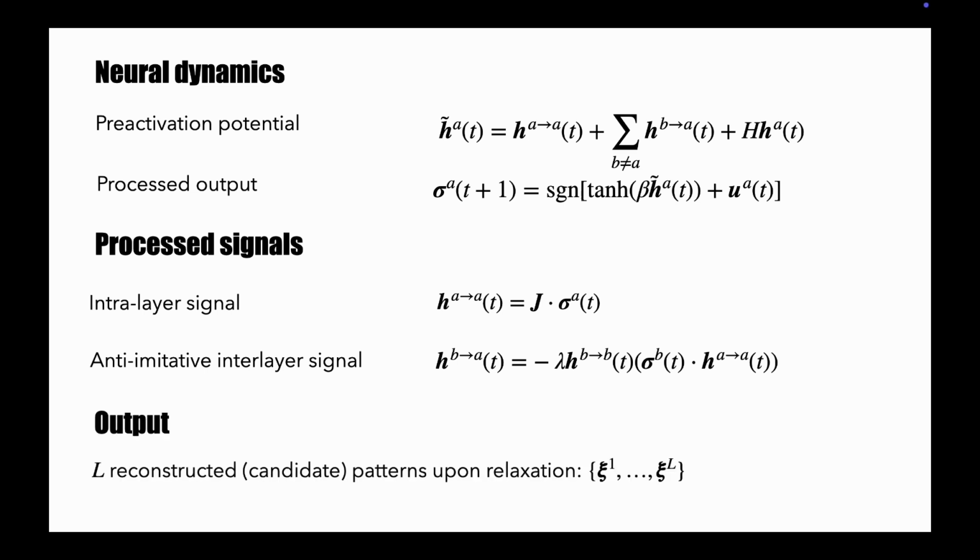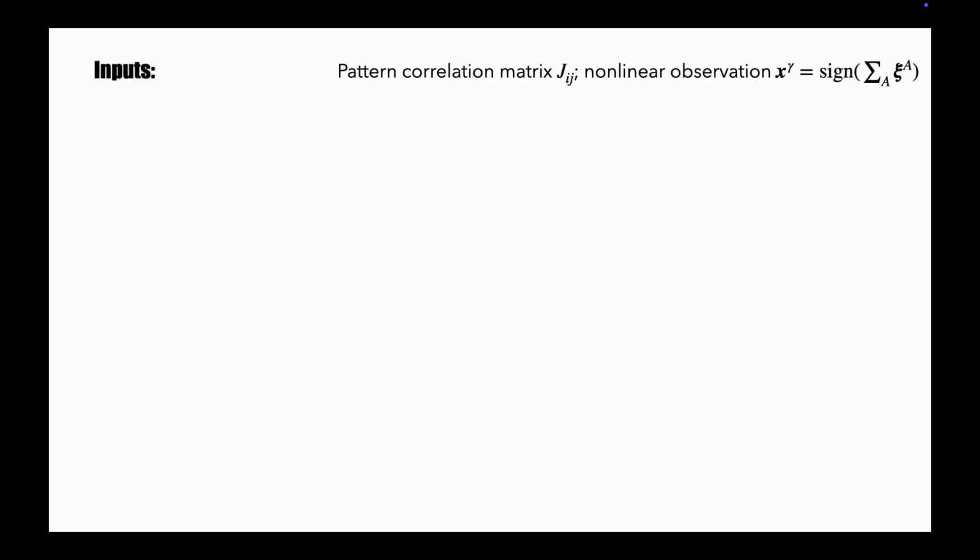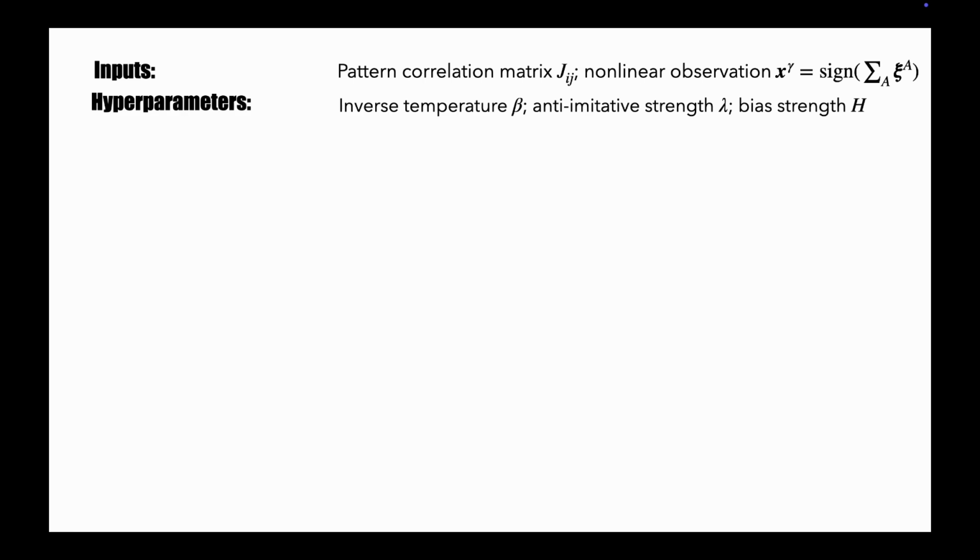After iterating the dynamics, each layer settles into a spin configuration, which is interpreted as a candidate pattern. The input data for the algorithm is the pattern correlation matrix, even though the patterns themselves are unknown, and a set of mixed combinations. The procedure depends on a small set of hyperparameters: the inverse temperature, the interlayer coupling strength, tuning how strongly layers repel each other when they're trying to retrieve the same pattern, and the external field strength.